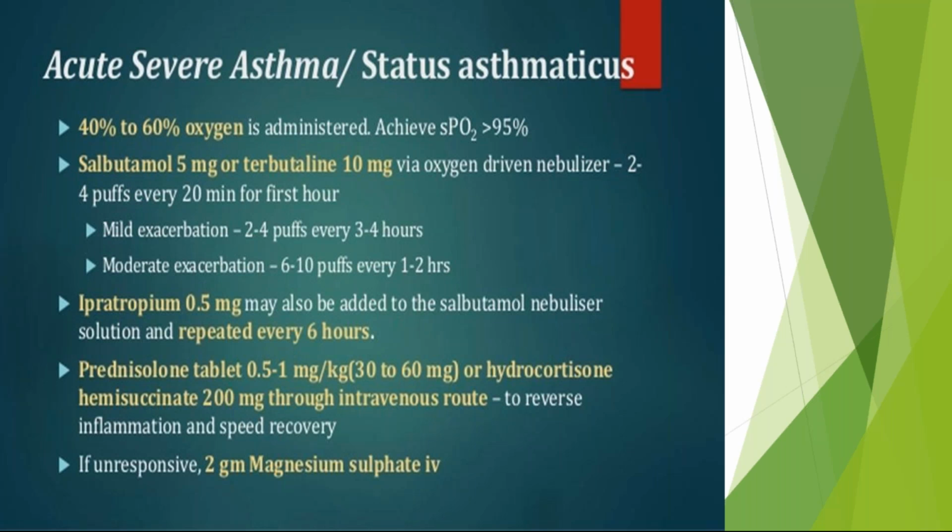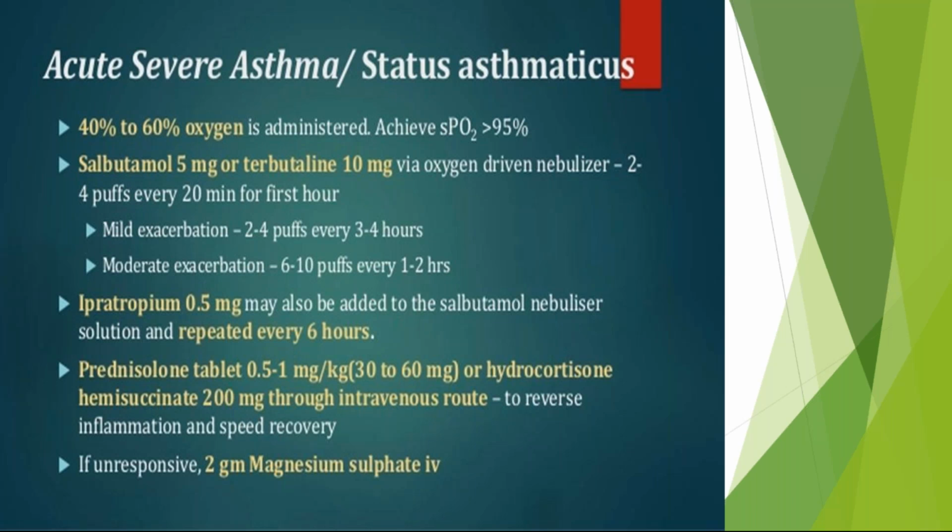It will be treated with 40 to 60% oxygen to maintain saturation more than 95%, and salbutamol 5 mg or terbutaline 10 mg will be used in nebulized form. In mild exacerbation, 2 puffs every 3 to 4 hours will be sufficient. For moderate exacerbation, 6 to 10 puffs every 1 to 2 hours. Or ipratropium, which is anticholinergic. It can be used in a dosage of 0.5 mg added to the salbutamol nebulizer every 6 hours.